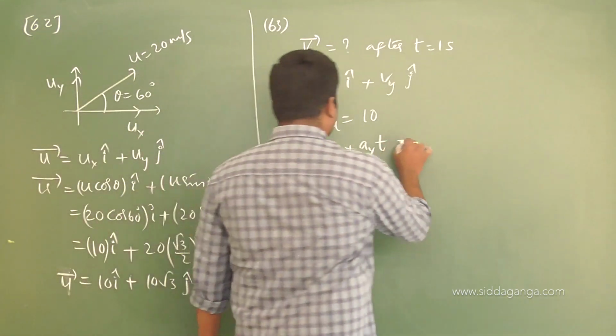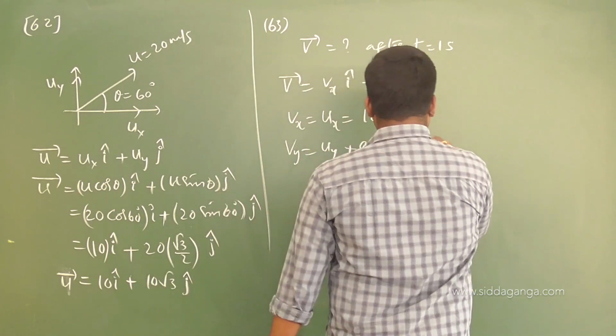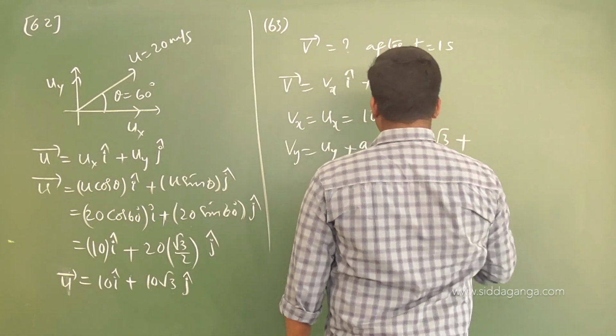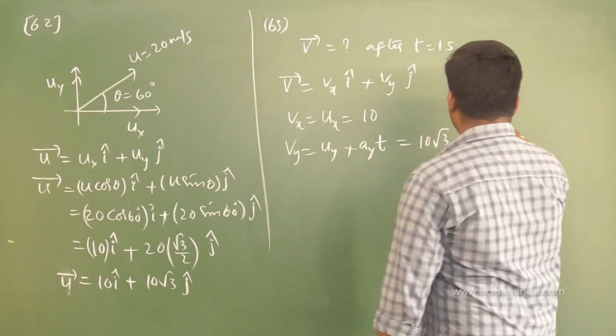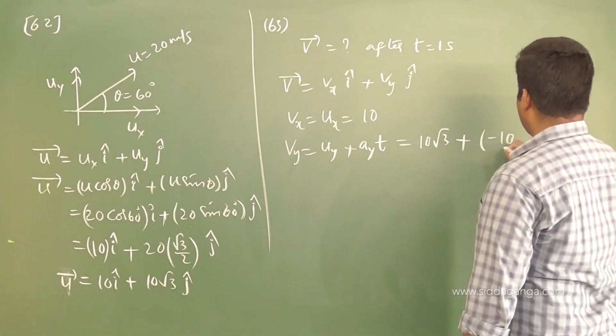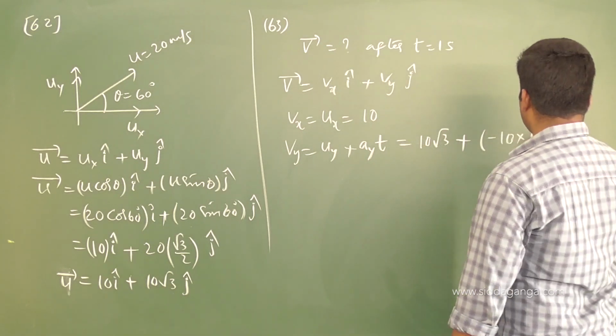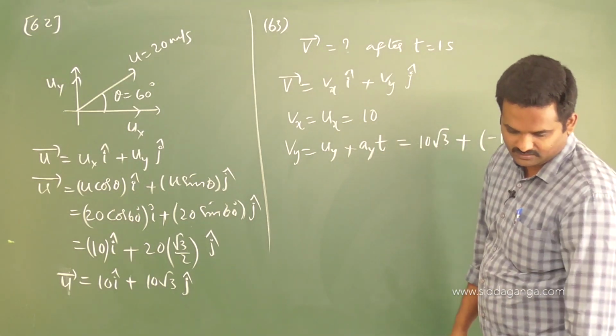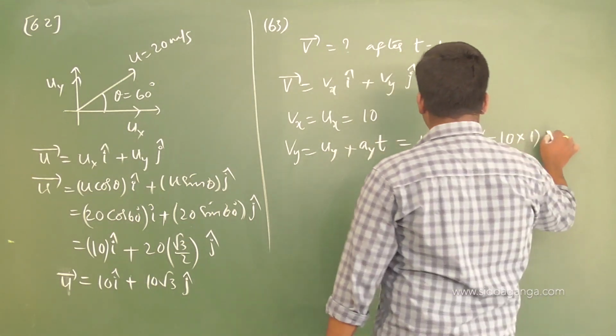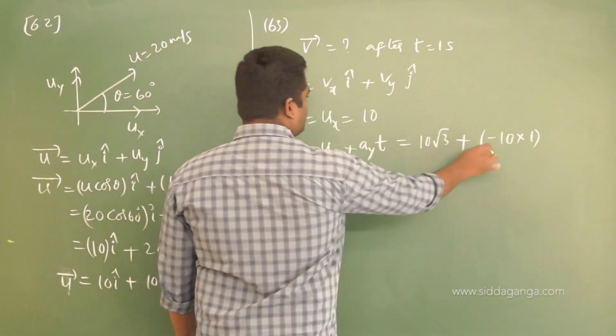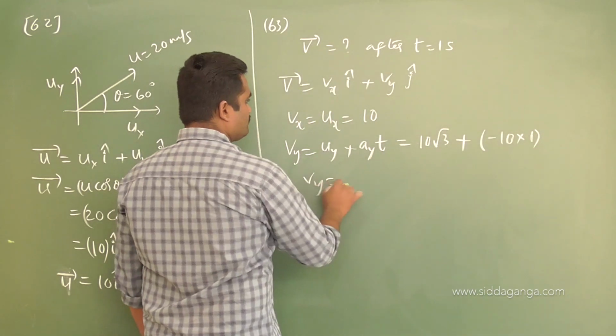So what is uy here? 10 root 3, directly I have written. This is 10 root 3 plus ay, which is minus g. Minus g means minus 10, I will take, into time, after 1 second they are asking, no? Minus 10. Okay? So if you substitute, this is uy, 10 root 3 minus 10 you will get. Vy it will be equal to what?